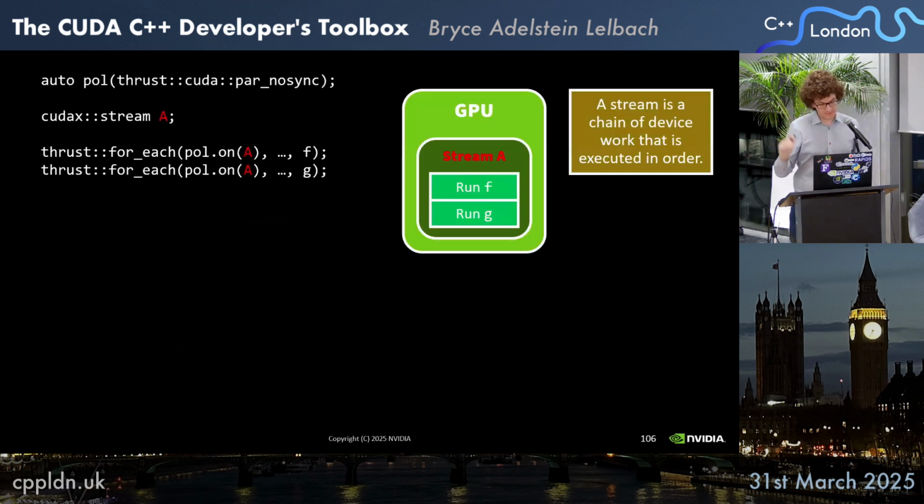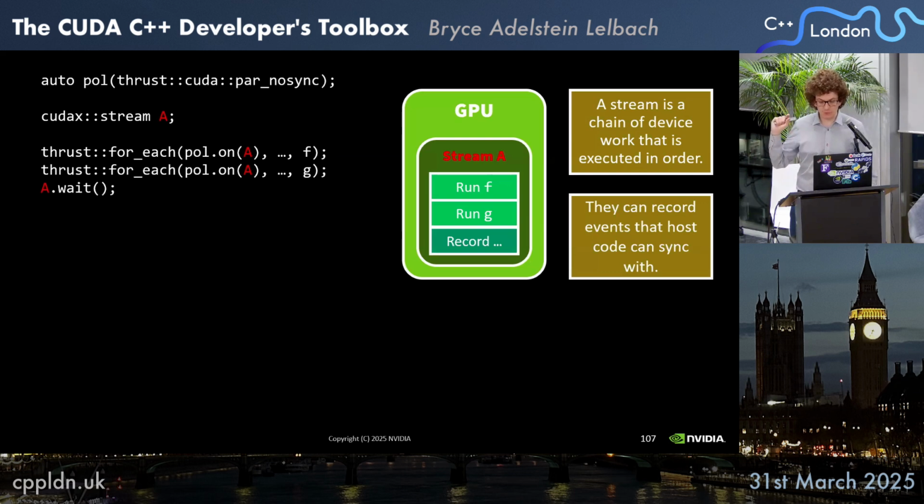A stream is a chain of device work that is executed in order. You can think of it like a queue. You can have thrust launch work on a specific stream by passing the stream to the on method of the execution policy. So here we asynchronously launch a for each applying F and a for each applying G on the device. And the F for each will complete execution before the G for each starts.